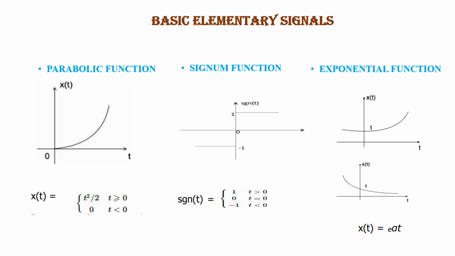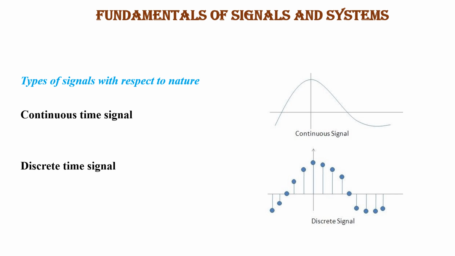An exponential signal can be represented as x of t equal to capital A into e power at. Here, capital A equals the amplitude of the given continuous time signal. Based on the exponential value a, it can be classified into growing exponential and decaying exponential. Based on the nature, the signal can be classified into continuous time signal and discrete time signal.